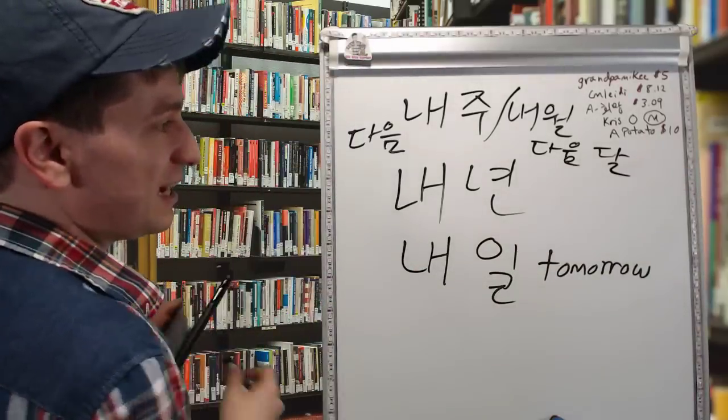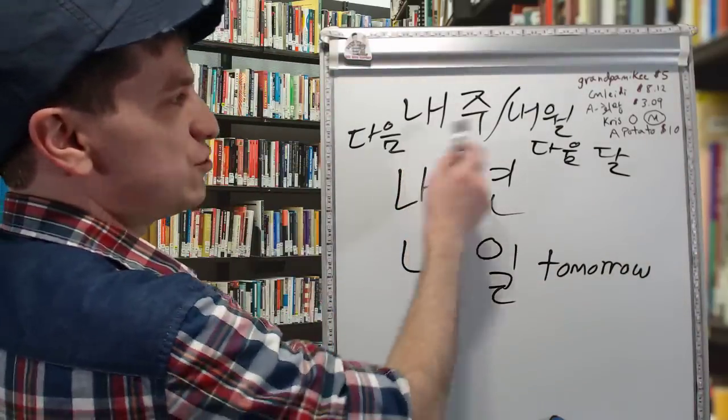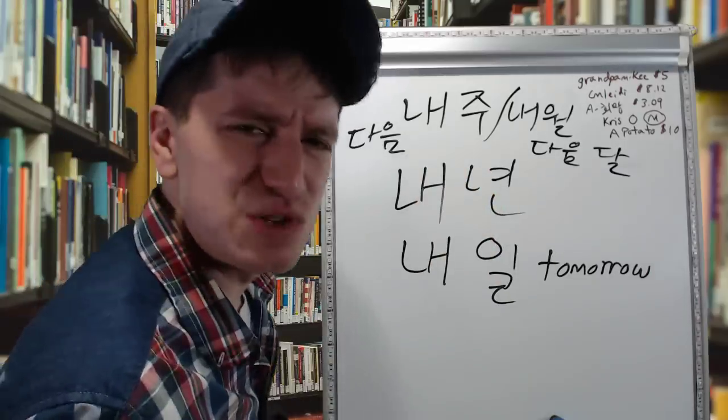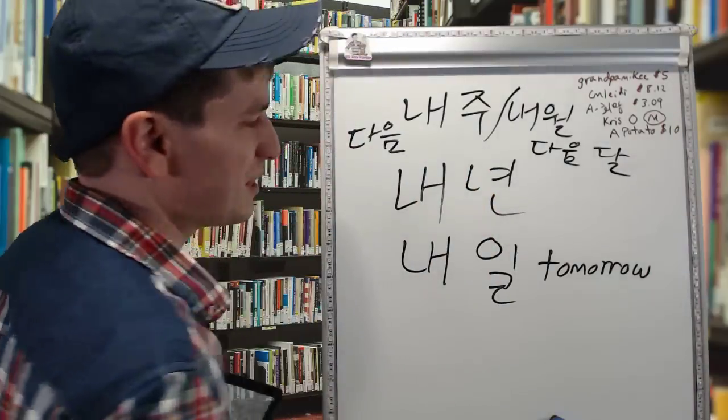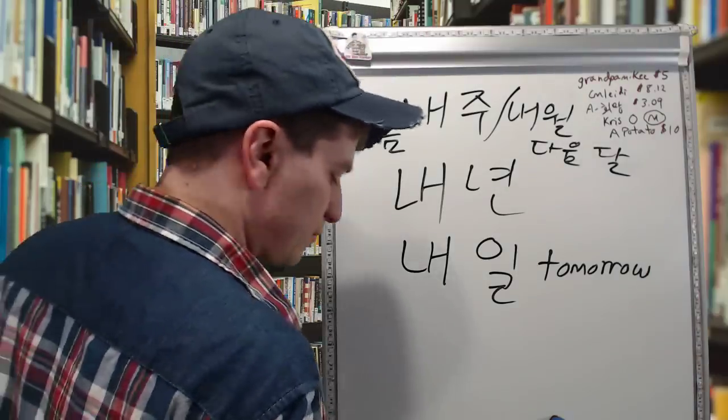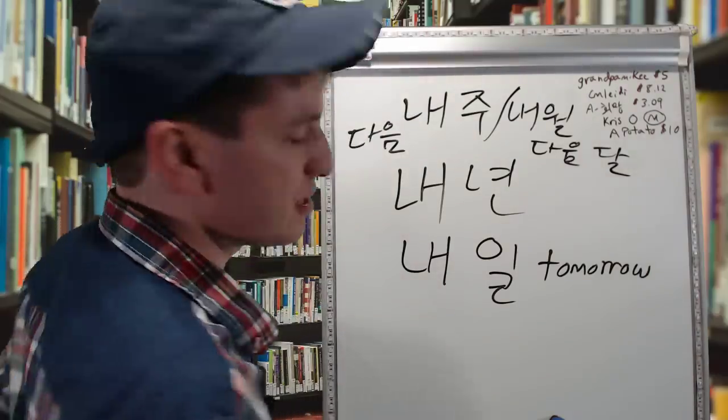But if you were to see 내주 written in Chinese characters, that's what it would mean. It would mean next week. They just wouldn't use that in Korean for speaking. And there's another word that means also next, that we're not going to be covering. 명, 명 is another word that means next.